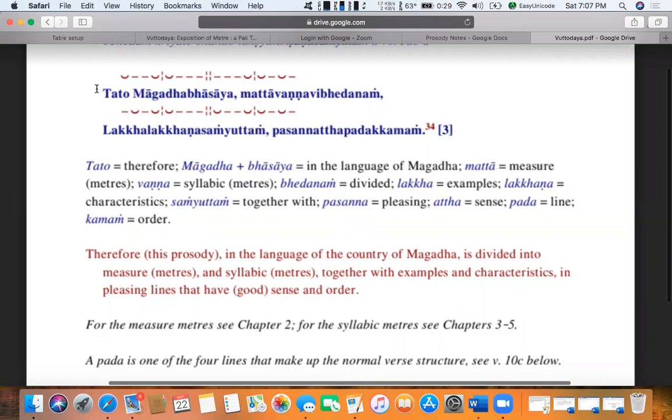There are two types of meters, Matta and Vanna. We have learned this in our class. Matta meter and Vanna meter. Actually, in Vuttodaya later, these are called Matta Vutti and Vanna Vutti. There are two types of meters, matta vutti and vanna vutti. In other words, matta vutti chanda and vanna vutti chanda.